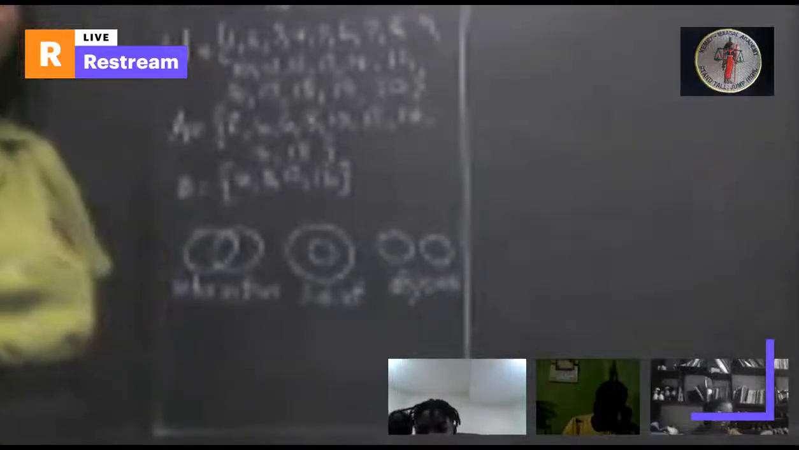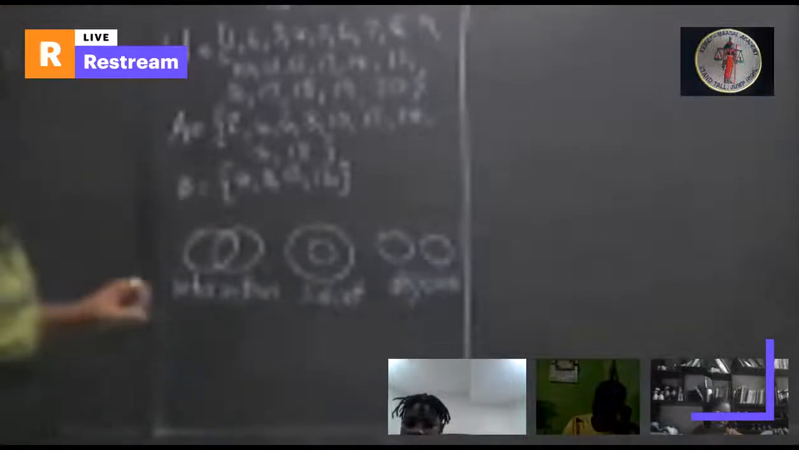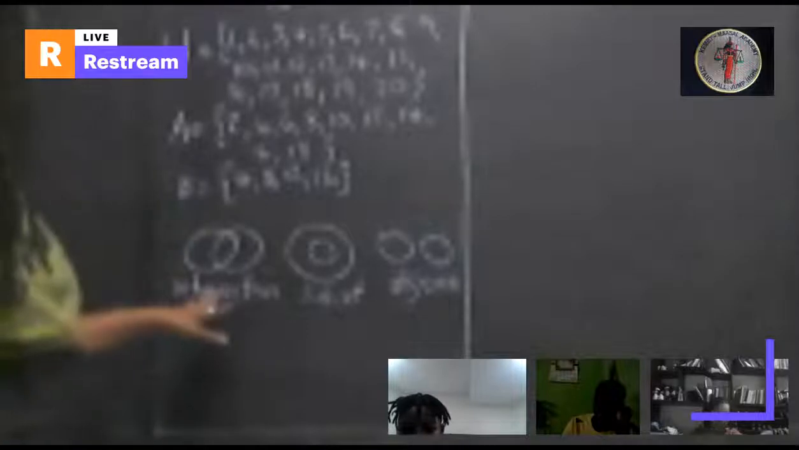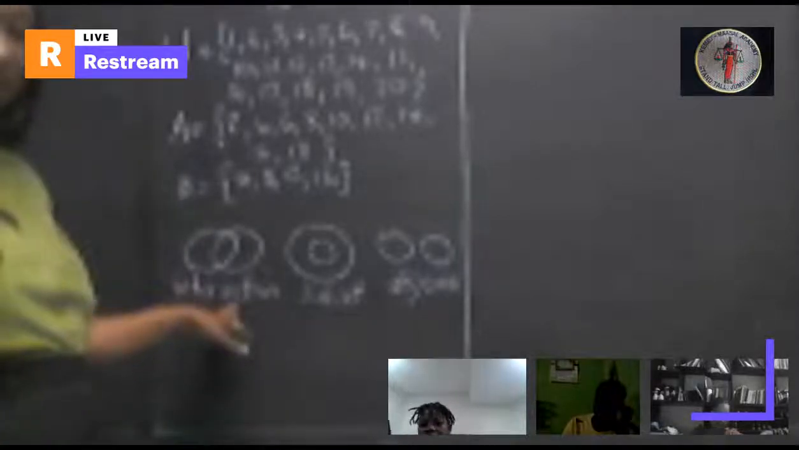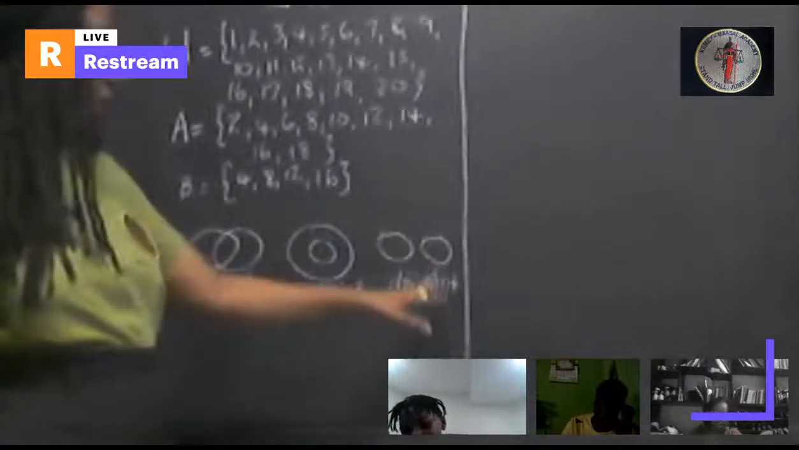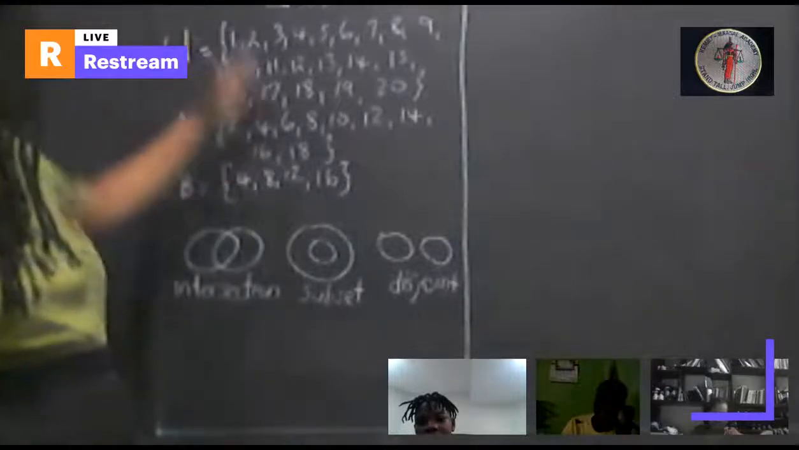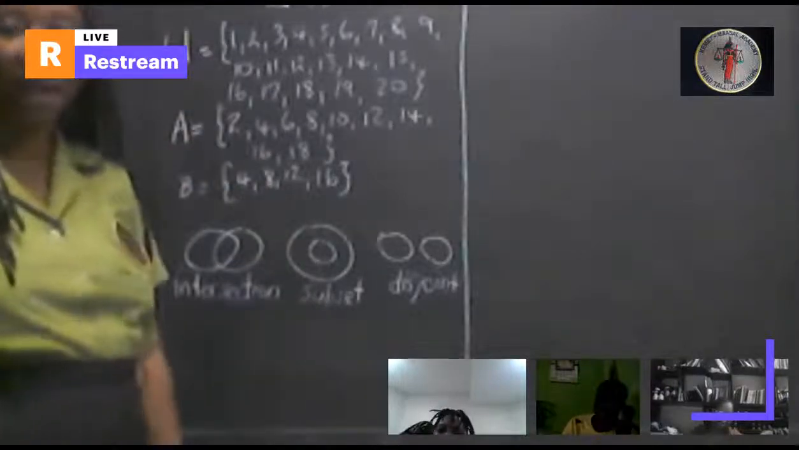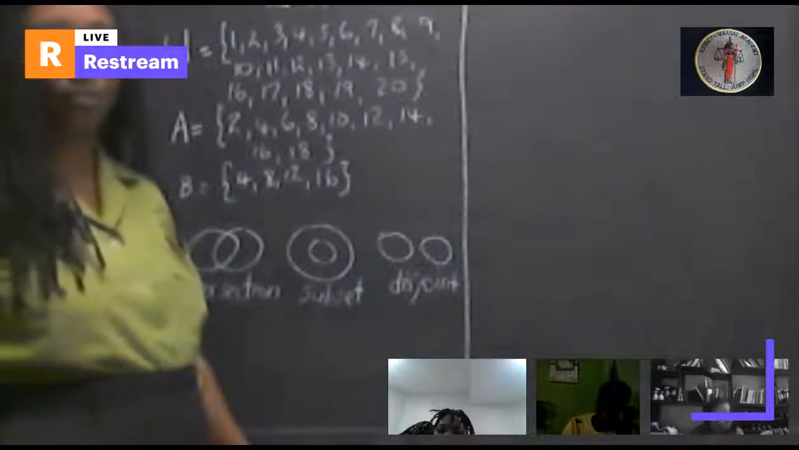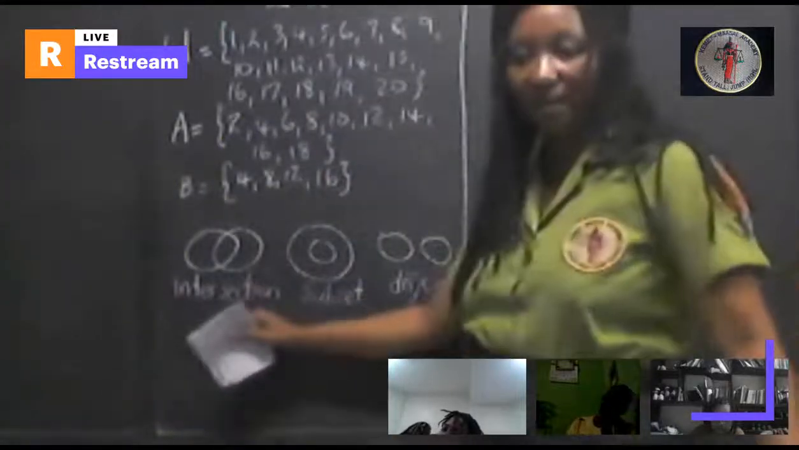We're about to draw the Venn diagram. How will I draw set A and set B? Will they intersect like this? Will they intersect as subsets, or will they be disjoint with no intersection, based on the elements that are in the sets? I'm asking you to tell me. 4, 8, 12, 16. Will they intersect the regular way?